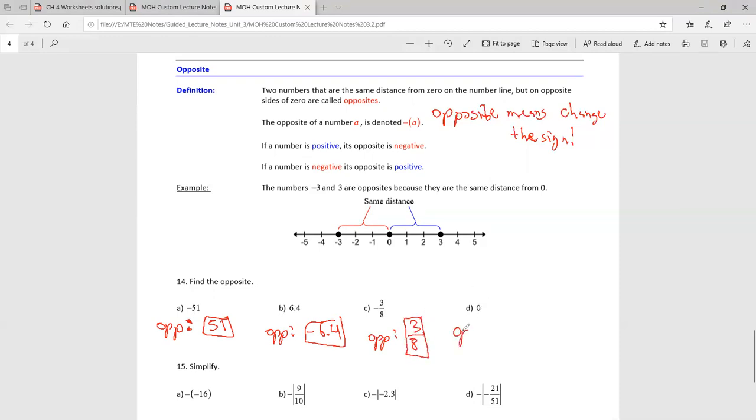The opposite of 0, well, if you call the 0 positive originally, its opposite would be negative 0, but there is no negative 0. Negative 0 is 0. So 0 is unique in that its opposite is itself.